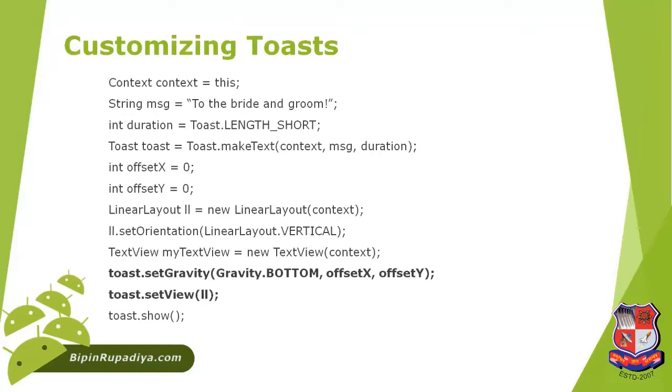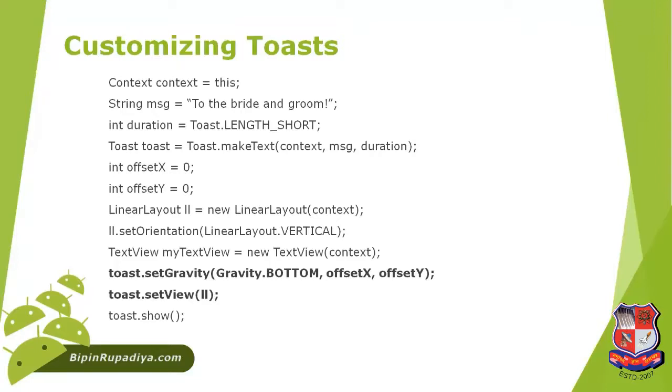We are just creating our context object. It is context, and we have initialized it. Then a string message that we want to display, that is the bride and groom Toast message, we want to display on screen, so we are setting that over there. Then the duration, it's LENGTH_SHORT. And then just see right here, we create the object of Toast. So it is Toast toast equal to Toast.makeText, with current context, message and duration passed.